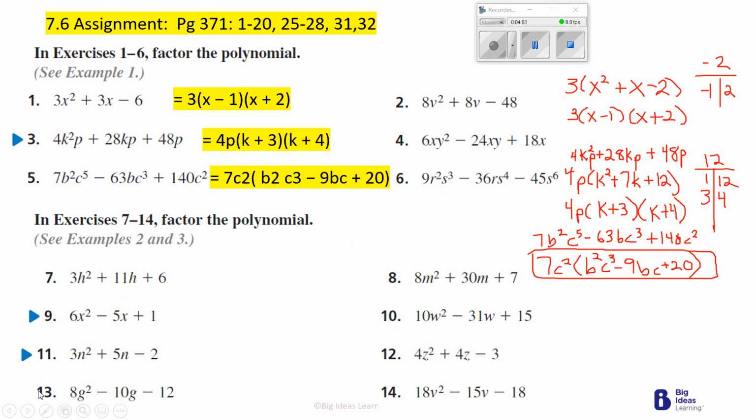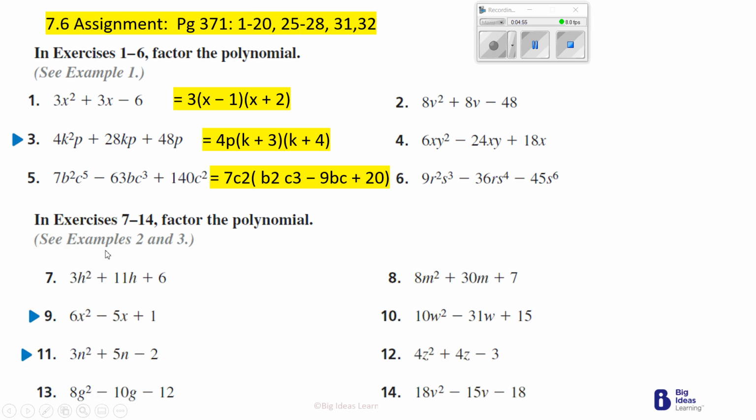All right, we're going to go and start number 7 here. I'm going to go ahead and erase all this ink, and we're going to start right here. Now I'm going to do these the way I showed you in class that I like doing them. If I've got 3h to the second power, and I'm adding 11h plus 6.